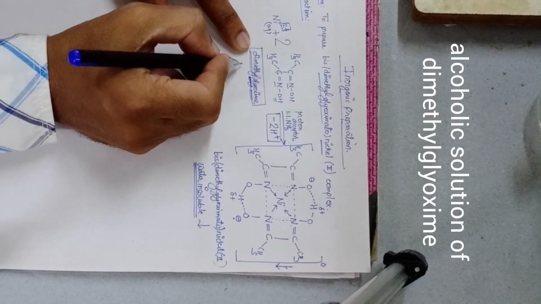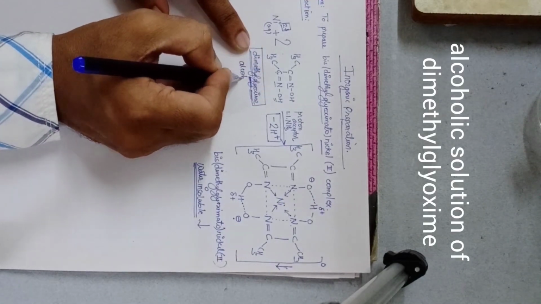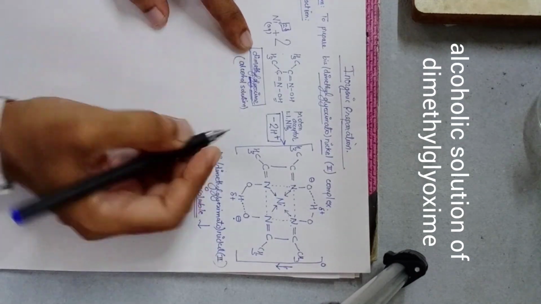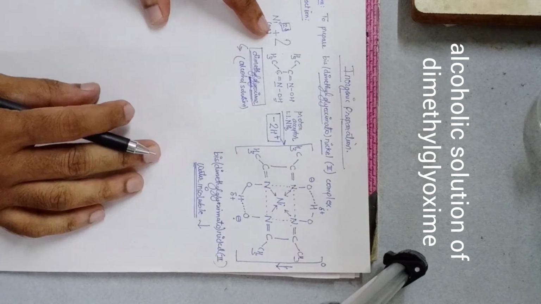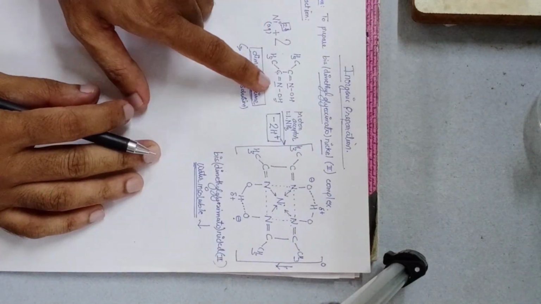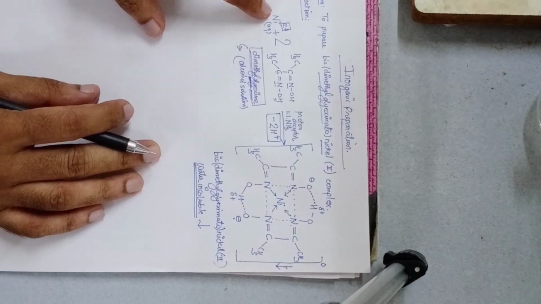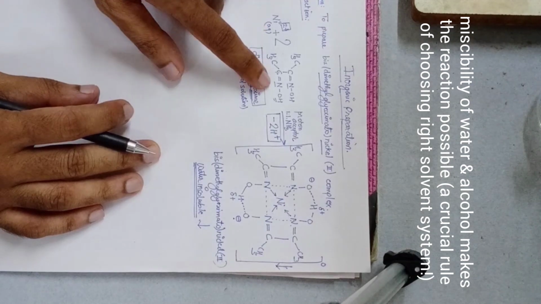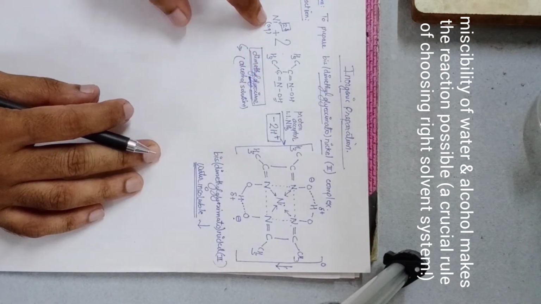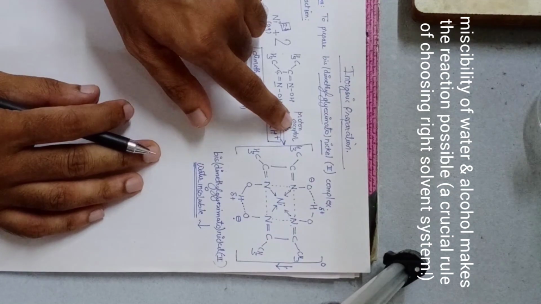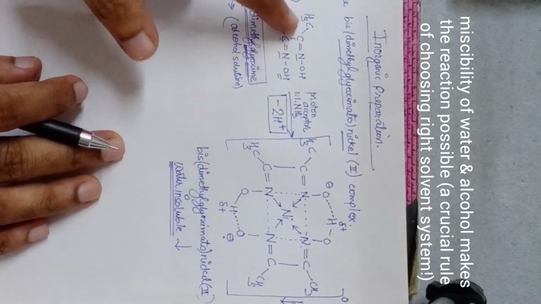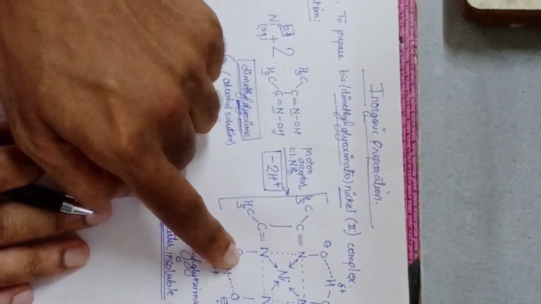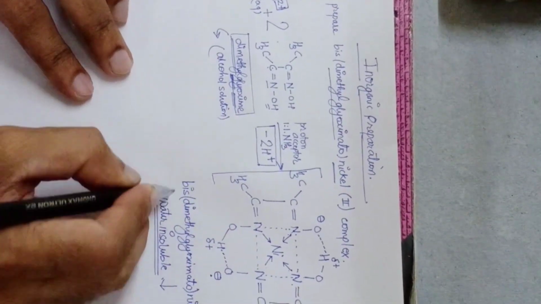So we'll use an alcoholic solution of dimethyl glyoxime. So your DMG is in alcohol, nickel is in water, but because alcohol and water are miscible with each other, this species comes in close proximity with nickel, and if a proton acceptor is present, the proton acceptor takes away the proton, and nickel and DMG enter into this chemical reaction, consequently forming the complex of our interest.